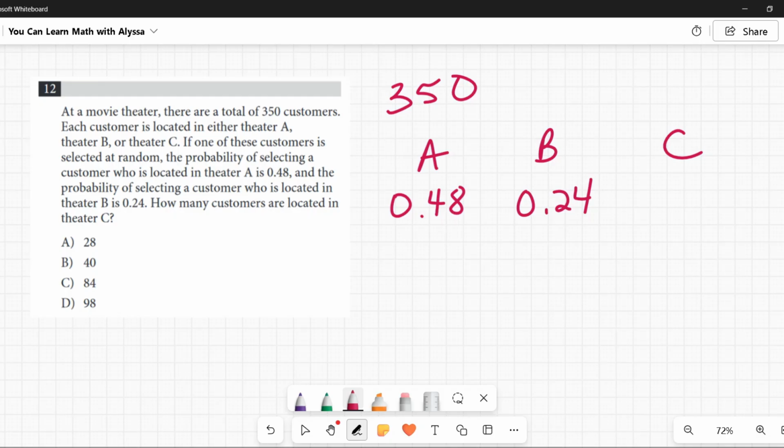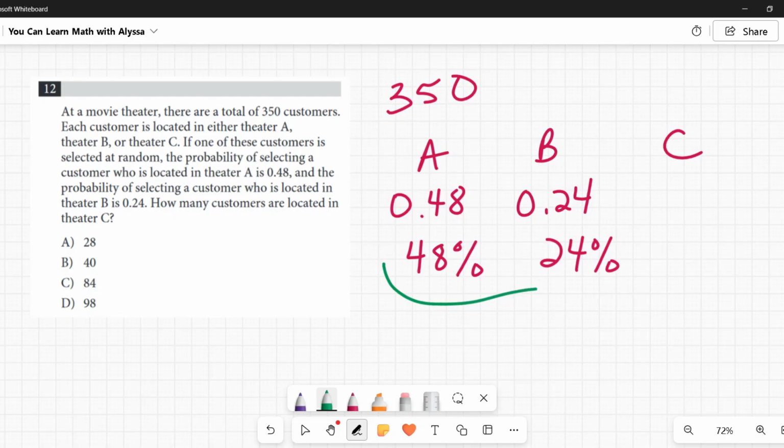Decimals and percents are the same. They're just written differently. So you could also look at this as 48% of the customers are in A and 24% of the customers are in B. So how many are in C? Well, first we have to see what percentage of the whole number of customers are in C. Altogether, this represents all the customers, A, B, and C, or 100% of the customers. So to find out how many are in C, we need to subtract 48 and 24 from 100.